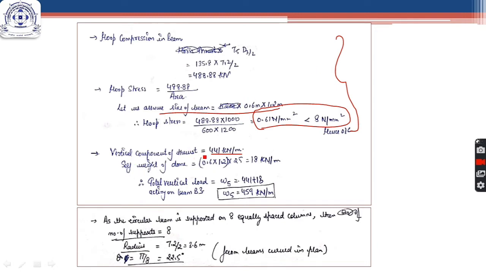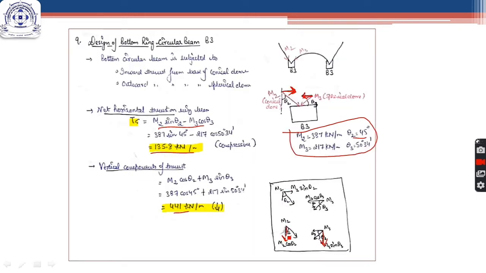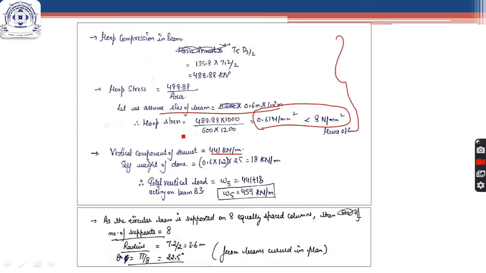Now the vertical component of thrust was coming out to be 441, which was addition of both these components. Apart from this, self weight of dome will also act in the vertical direction, which is 18 kN per meter cube, and we combine both these to get the total vertical load acting on beam B3 as W5 is 449.